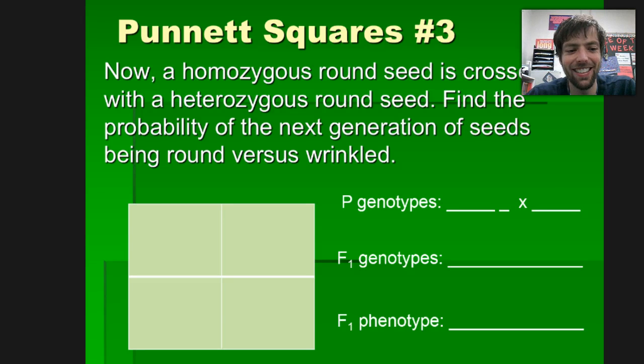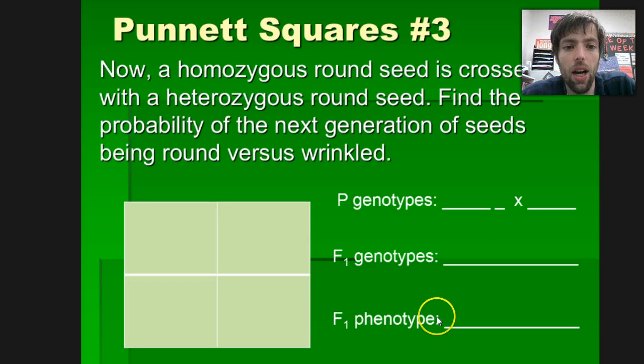All right, pause the screen. Good luck. Oh, wait, one more thing. Use the same alleles you've been using on the word prompt. So round is big R and wrinkled is lowercase r. Okay, pause the video. Give it a shot.